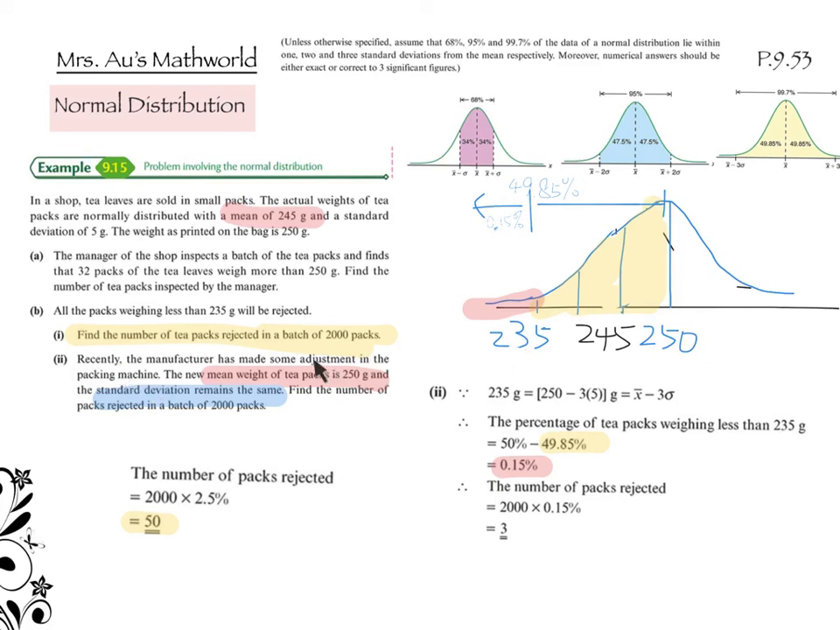So after the minor adjustment of the packing machine, from 245 the mean just goes upwards by 5 grams, you can see that the number of tea packs to be rejected decreases a lot, from 2.5% to only 0.15%, right? And finally, the number of packs rejected is much smaller. It is really what the manufacturer will do to make the product more stable.